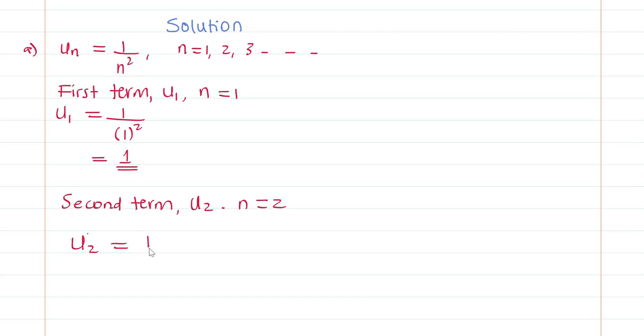What is our n in this case? Our n is 2. So it is 1 out of 2 squared. 1 out of 2 squared is the same as 1 out of 4, because 2 squared is 4. So our second term u2 is 1 out of 4. What about the third term, u3? Third term u3, our n should be 3.